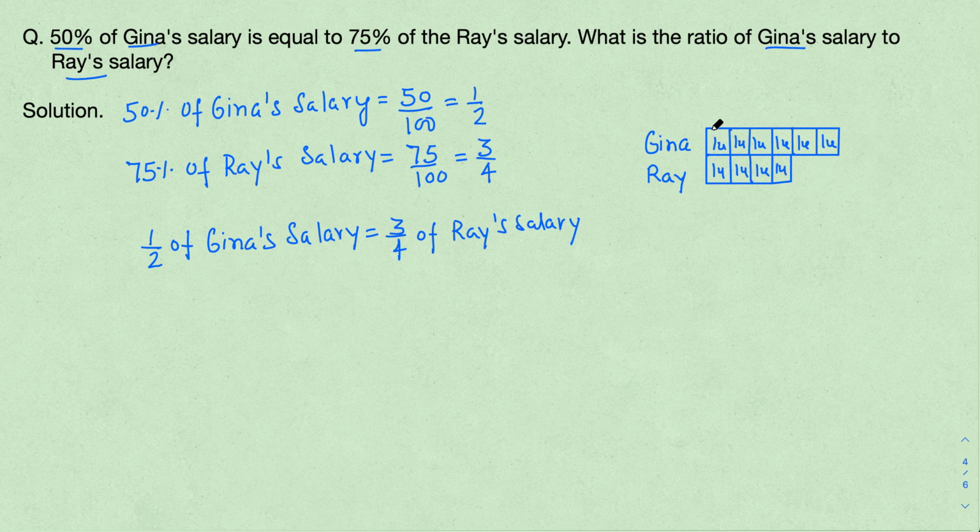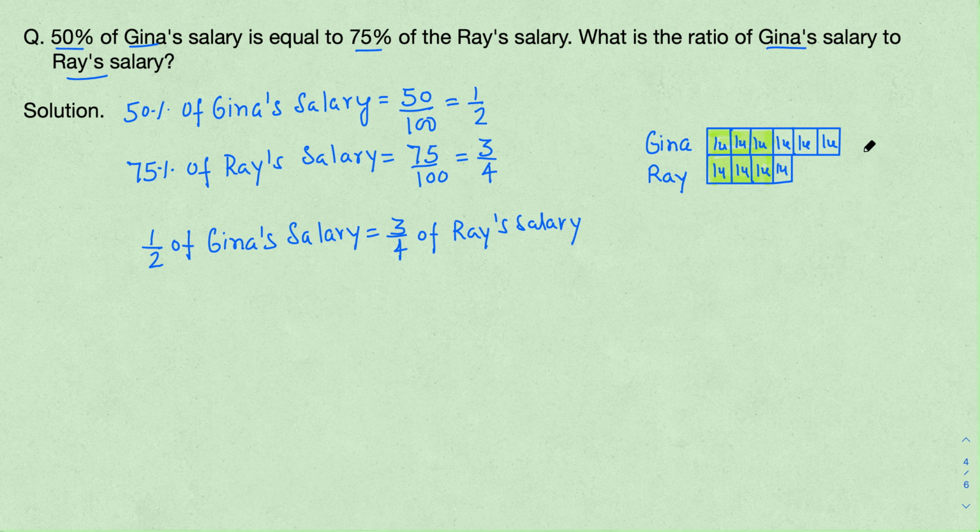And we also know that we can see here that these 3 units of Gina's salary are equal to 3 units of Ray's salary, right? So from here we can clearly see the total number of units of Gina's salary. What is the total unit of Gina's salary? So we can see here it is 6 units, right? It is 6 units. So from here we can say that Gina has 6 units, but how do we get 6 here?